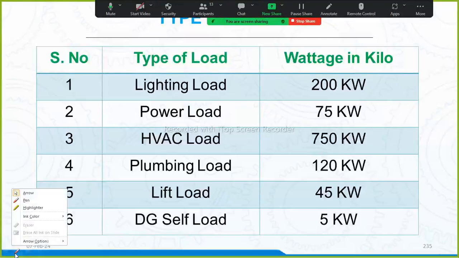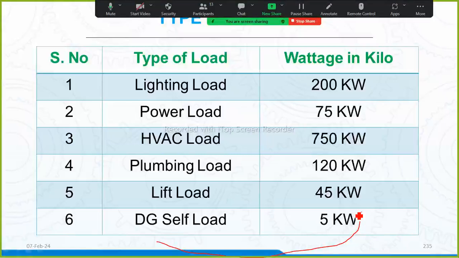All the load, but one more thing will be added, which is your DG set self load. I've taken the same load: lighting load, power load, HVAC load, plumbing load, as well as the lift load. But a small change that I added is the DG set self load. Now what is this DG set self load?